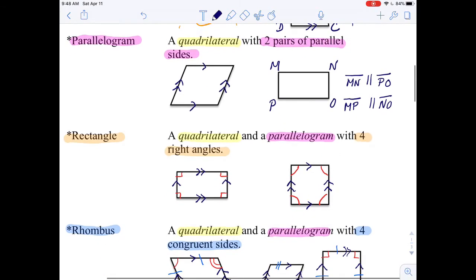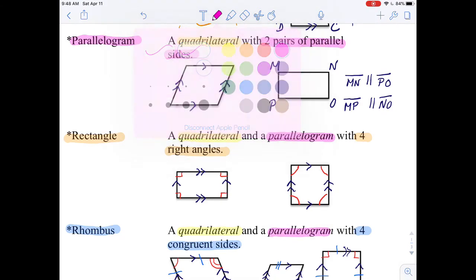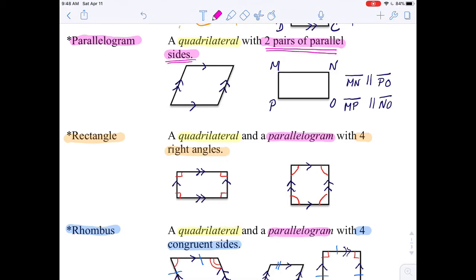Now inside, again, that quadrilateral family, there's also the parallelograms, which means 4 sides, but they have to have 2 pairs of parallel sides. So again, right here you can see these sides are parallel to each other, and these sides are parallel to each other. And that's what's considered a parallelogram. So again, in words, MN is parallel to PO, and MP is parallel to NO.